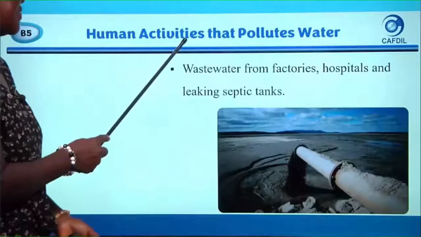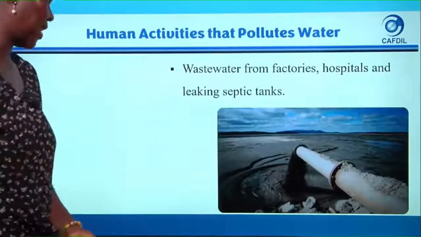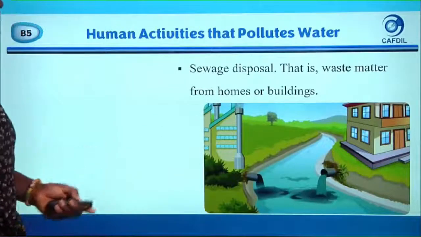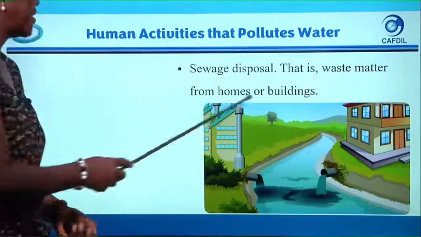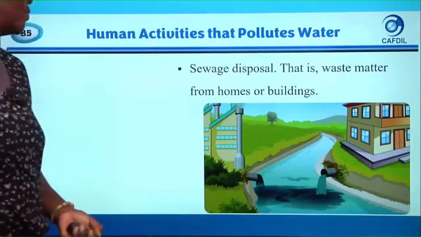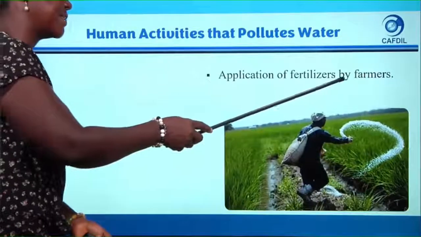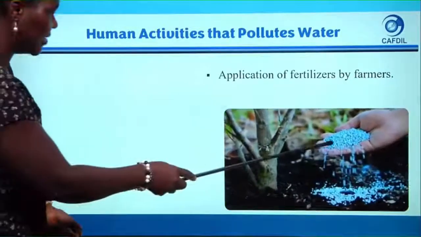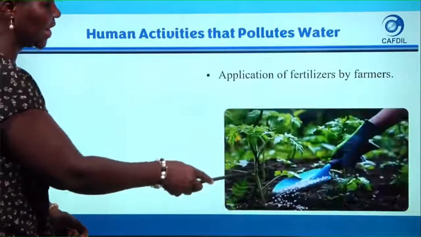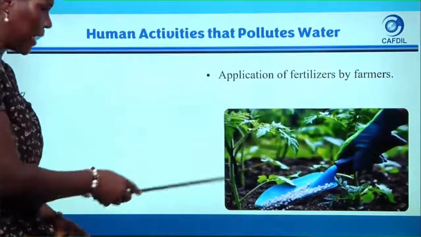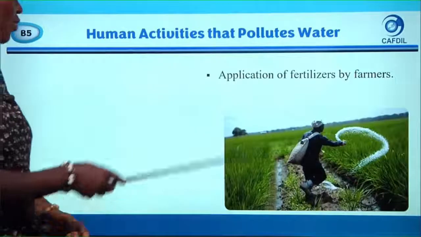So, human activities that pollute water. Now another one is waste disposal. That is waste matter from homes and buildings. Now, application of fertilizers by farmers. So you can see, this is fertilizer. We are applying it on the tomato plants, and the tomato will grow.